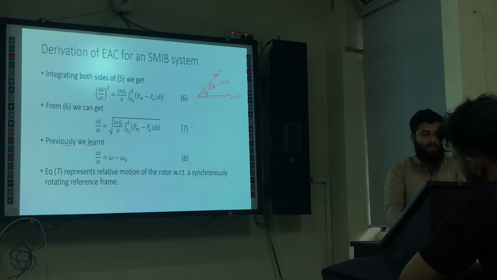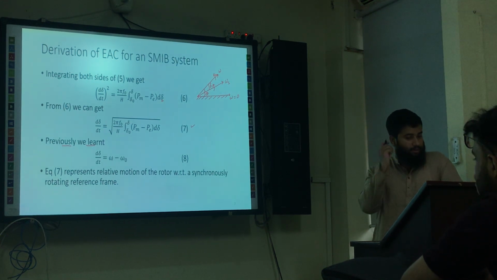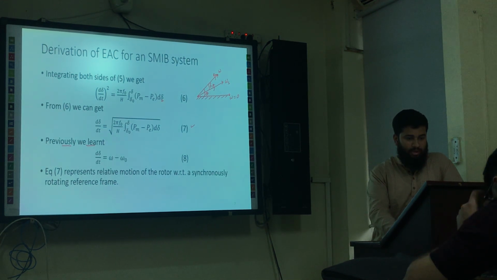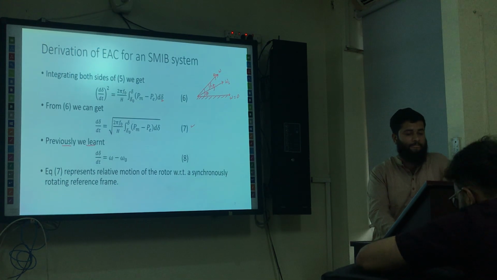But whenever there is any disturbance, at that time this omega will take a different value than this omega s, and we will see some kind of dynamics in the delta behavior, right? That is the next. So here this is omega. Omega is actually the rotor speed, and omega s is the synchronous speed.